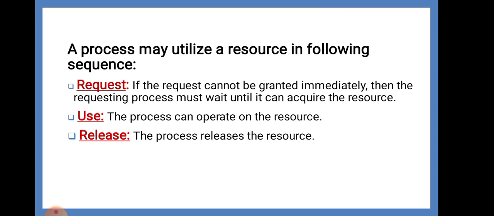So this is an example. How is a process going to use resources? There are three sequences. One is that it has to request first. If the request cannot be granted, then the requesting process has to wait until it acquires the resource. After the permission is granted, the resource is used by the process. After using the resource, the particular process has to release it. Why does it release it? Because some other process also wants that particular resource. Clear?